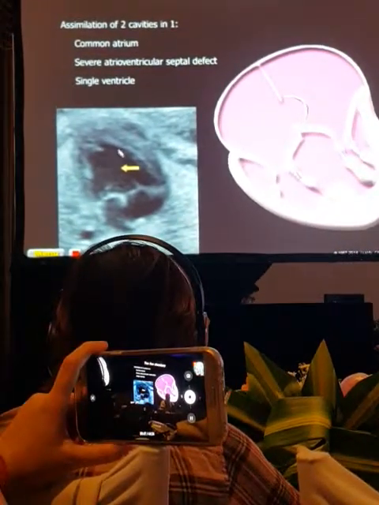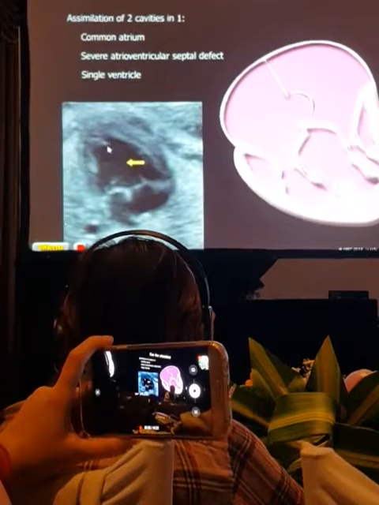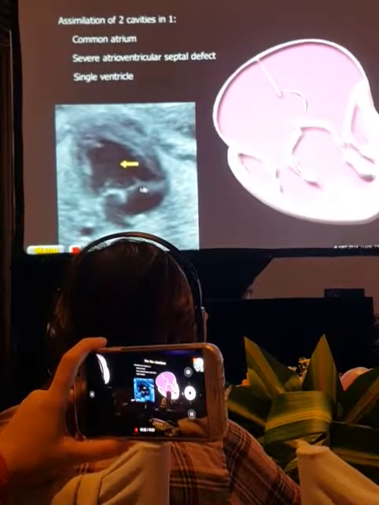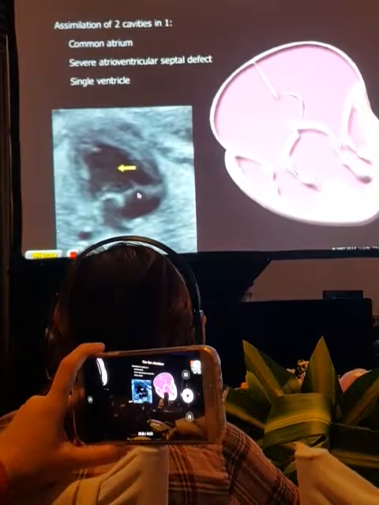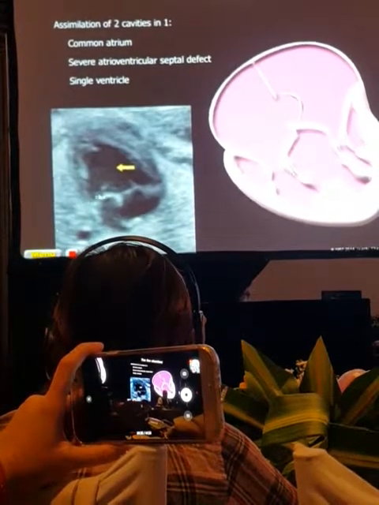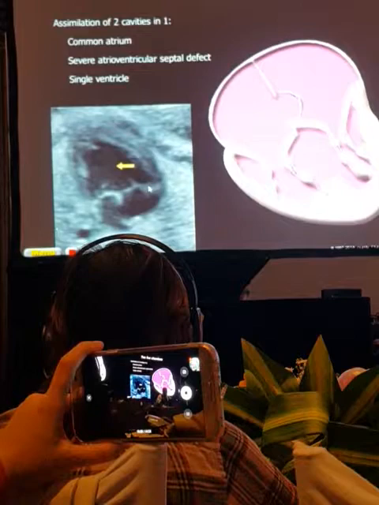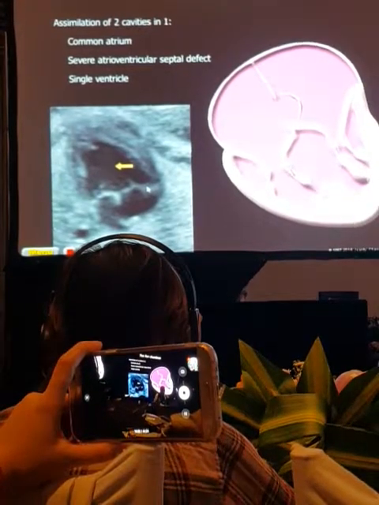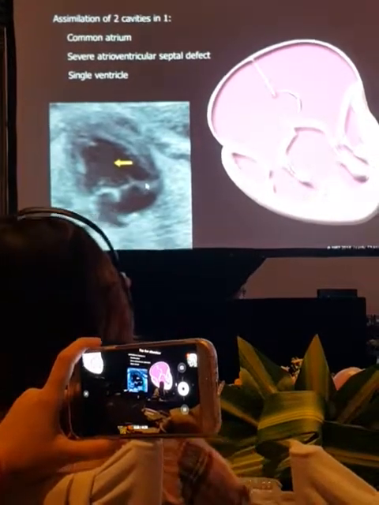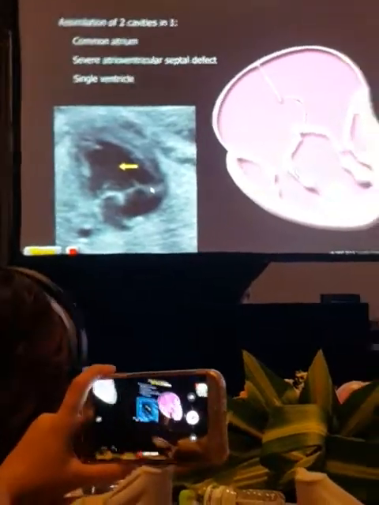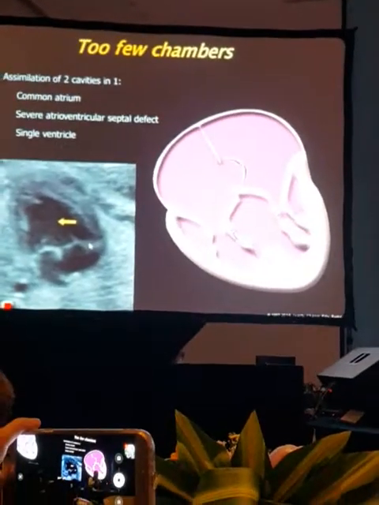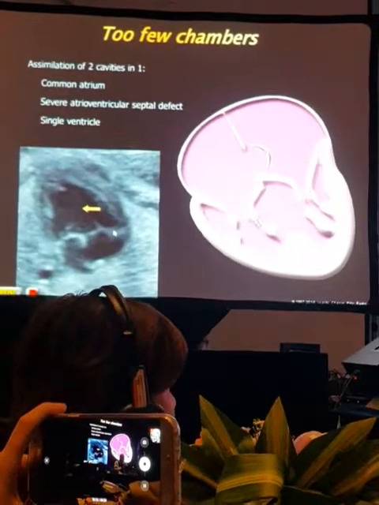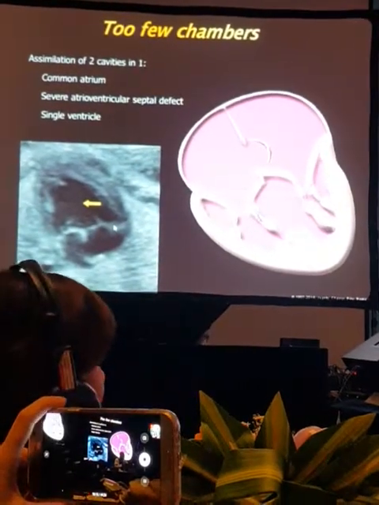Here we have one single ventricle, there's almost no interventricular septum, but you see we have two AV valves. This is the tricuspid valve, this is the mitral valve. So this is a double inlet single ventricle. Which animal has a double inlet single ventricle? You know it. The frogs. Frogs have a double inlet single ventricle.